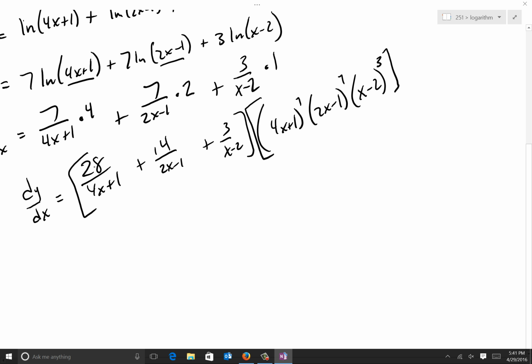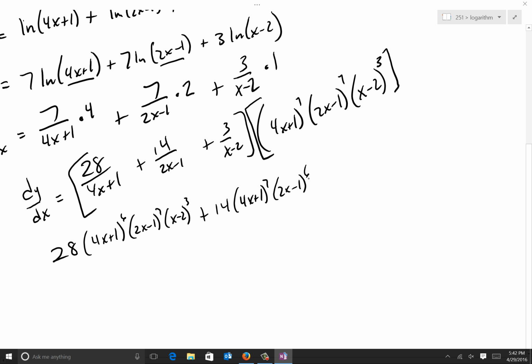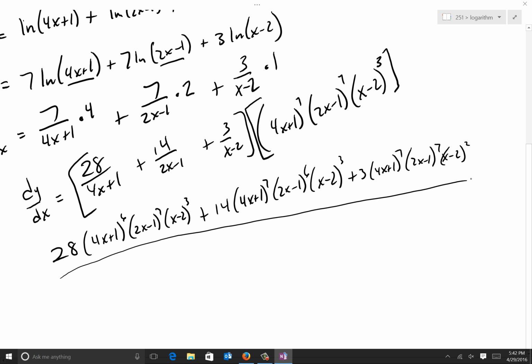If you did it, you'd take this thing times this mess, and you'd get 28. One of the 4x plus 1s would cancel, so you'd get 4x plus 1 to the 6th, 2x minus 1 to the 7th, x minus 2 to the 3rd. And then the 14s, one of these would cancel off, and you get 14, 4x plus 1 to the 7th, 2x minus 1 to the 6th, x minus 2 cubed. And then 3, of course, and then 4x plus 1 to the 7th, 2x minus 1 to the 7th, x minus 2 squared, and you're done. That's totally doable, and that's probably what you would have ended up with had you done it with the product rule. And so it'd look more like that just because that's how you came at it.